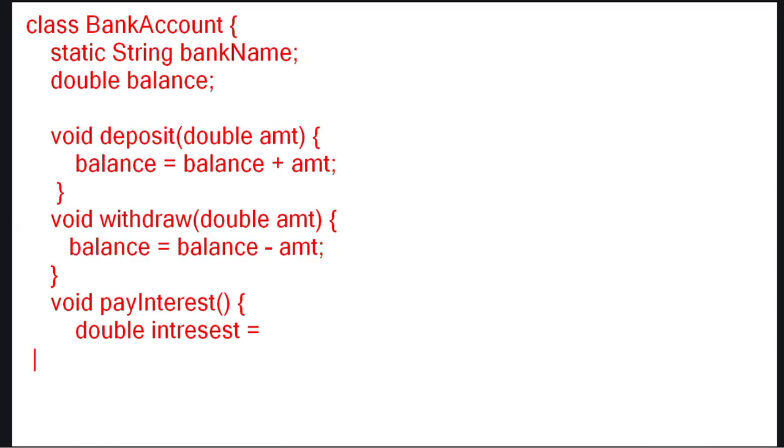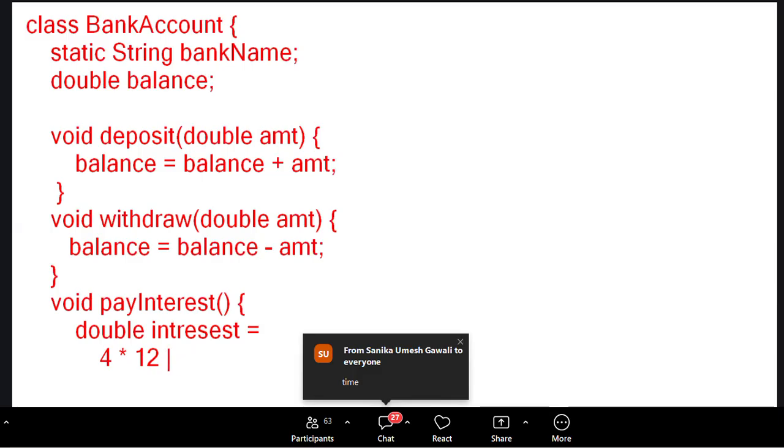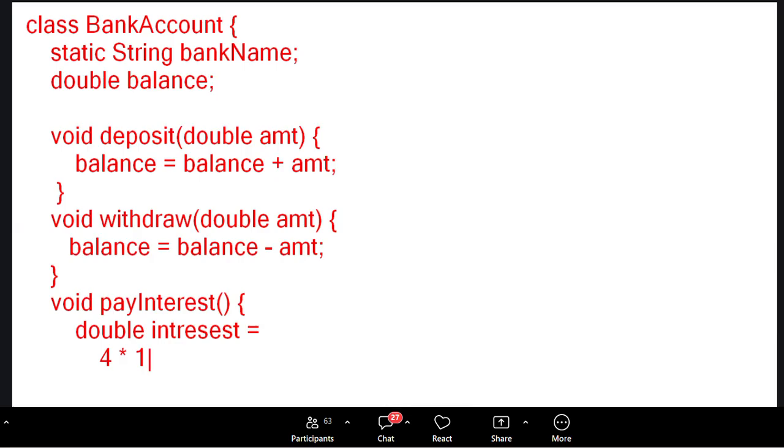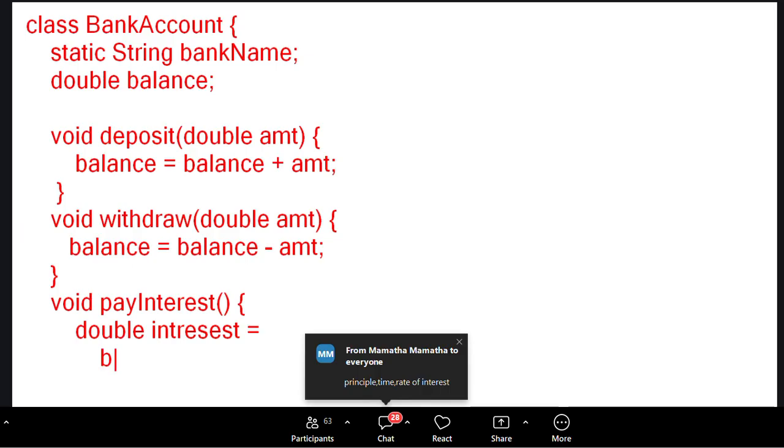What is the formula for interest? PTR by 100. What is P? Percentage. How much percentage? 4%. 4 into T and time. Time means 1 year. 1 year means 12 months. Into 1 year, no? P for principal. Principal means what? Total amount. Total amount, how much is available, right? This quarter totally.